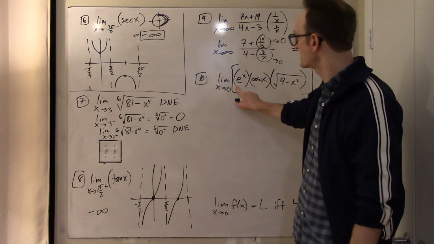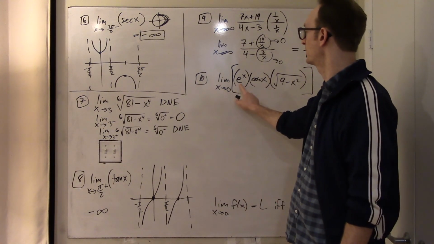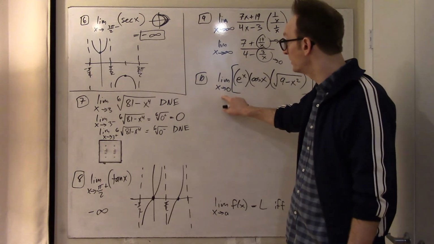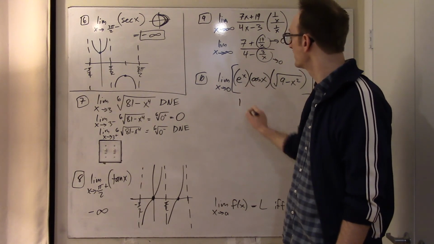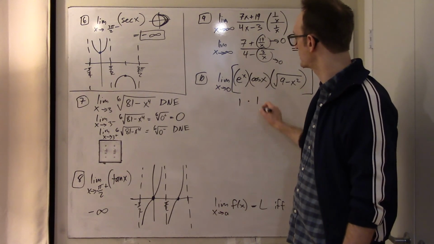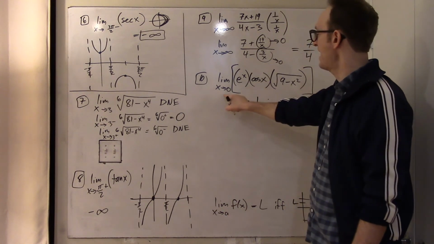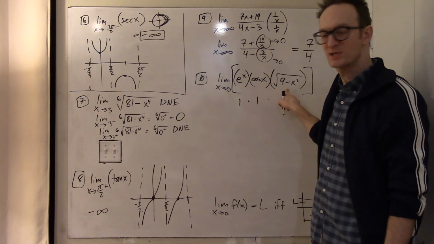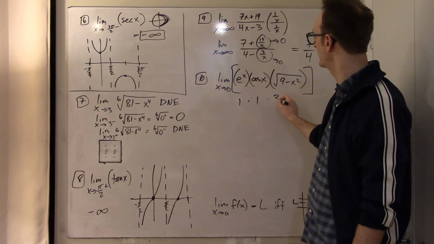What is e to the x doing when x is really, really close to 0? Answer: when x is really, really close to 0, e to the x is pretty much just 1. How about cosine? It's pretty much just 1. And as x gets really, really close to 0, what can I say about the square root of 9 minus x squared? Answer: it's really, really close to 3.